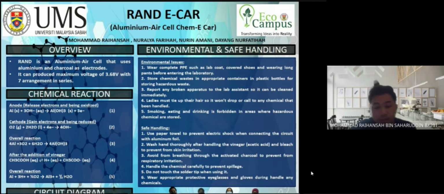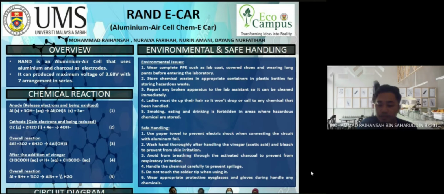Next, the environmental issues that must be considered: before entering the laboratory, make sure all students wear complete PPE such as lab coat, covered shoes, and long pants. Hazardous waste must be stored appropriately in a plastic bottle. Any broken apparatus must be reported to the lab assistant so that it can be cleaned immediately. For the ladies, they should tie their hair to avoid it dropping into the chemical, and do not smoke, eat, or drink in the laboratory.